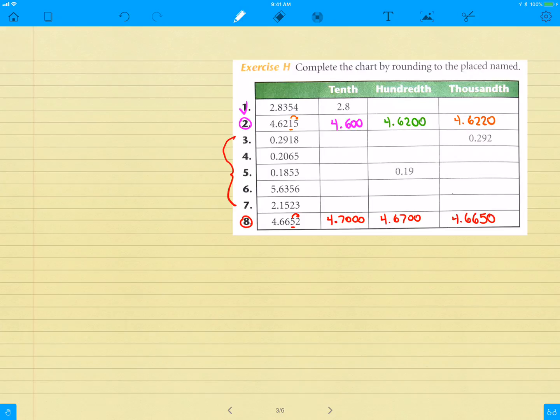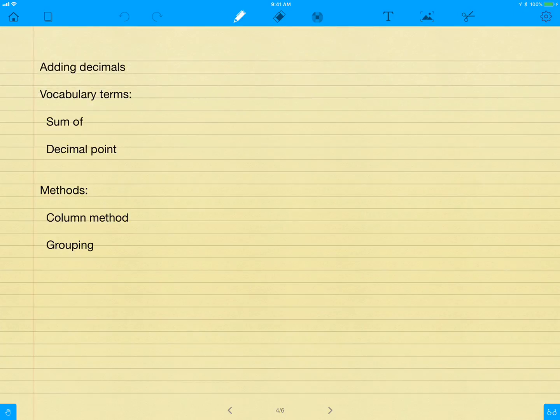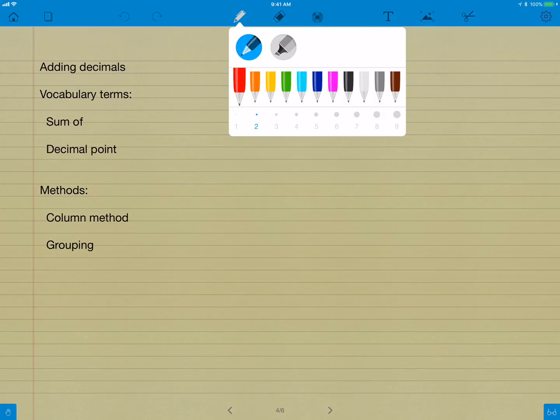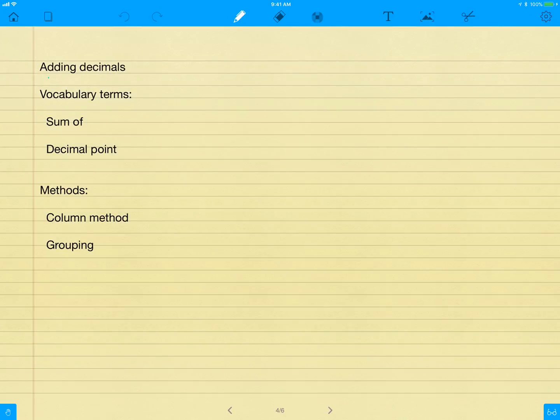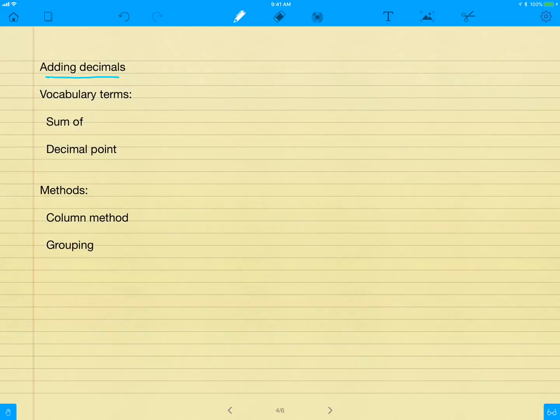Okay, let's move on. Let's go on to the next slide, where we're going to be talking about some of the main key things here. We're going to be adding decimals. That's kind of the main idea I want to cover here. I want to add decimals together. The vocab term that I want to discuss is what the word sum of means. It means to add. Find the sum of two numbers, it means to add, or find a total, increase it, add it, plus, more than. These are keywords that we've used to describe adding.